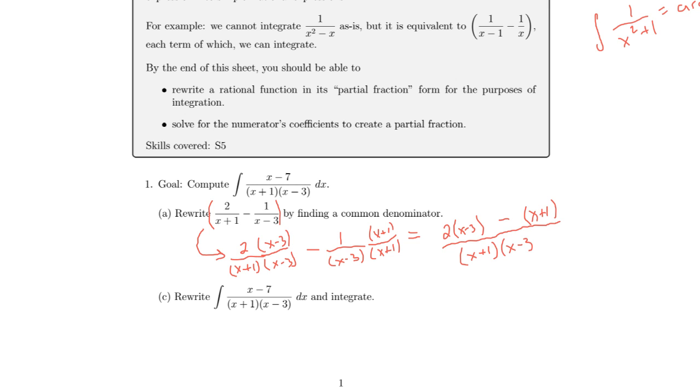And notice when I distribute the top, we get 2x minus 6 minus x minus 1. So 2x minus x, that just gives us a single x. And then the negative 6 minus 1, we get a minus 7. So let's close that parenthesis over there.